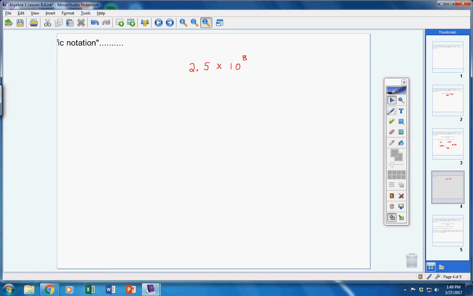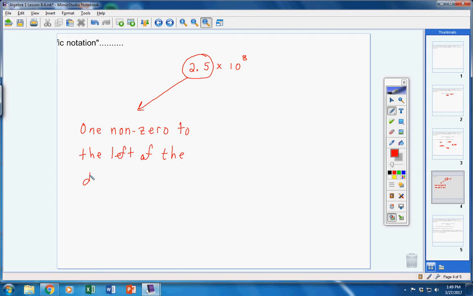Are you ready? First of all, this number right here must always have, write this down please, 1 digit. I'm going to change that to 1 non-zero digit to the left of the decimal. Got it? Please write that down.